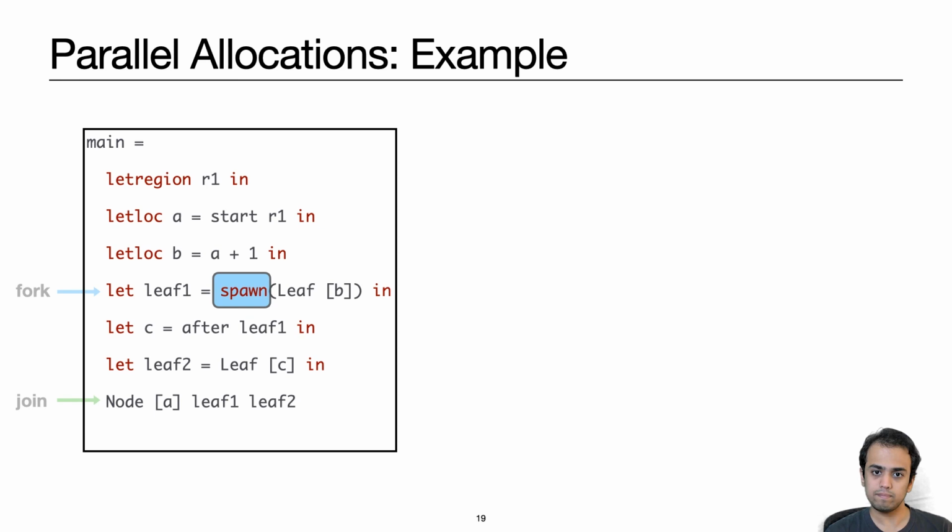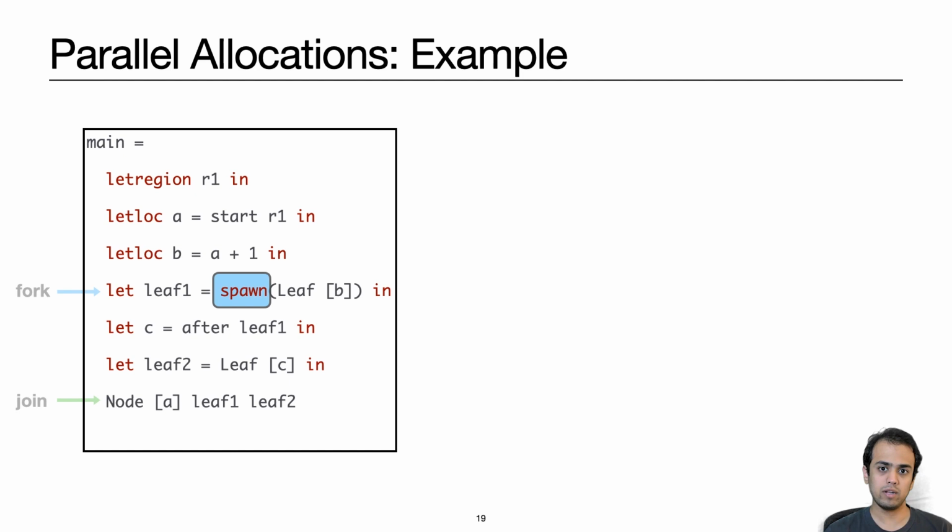So here's our program from earlier, but this time we have marked the first let bound expression with a spawn primitive. And this indicates parallel execution. So we are going to spawn a task to evaluate this bound expression. And when its value gets demanded later on, we will synchronize with that task.